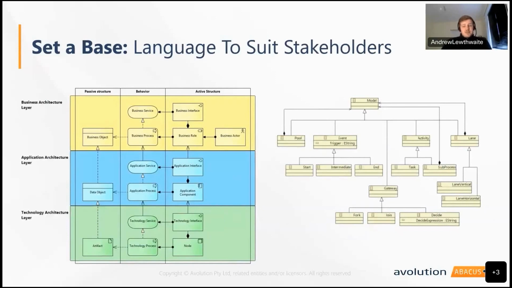So setting that base, as I mentioned, was key to suit their stakeholders. There was a number of different internal discussions that they had on how best to map things. And these types of activities are, again, quite common in many organizations. And what they've also found is there isn't always a need to use the entire models.